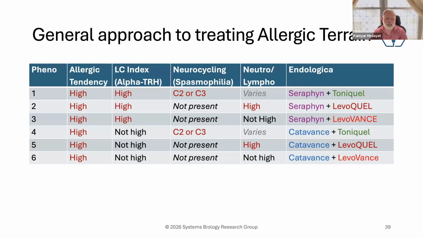And once again, just to remind you that we have these different phenotypes of allergies, and then we have the different types of endologica products, depending on the very specific terrain. I didn't put type 7, which would be those people at risk of hypersensitivity types 2, 3, or 4, or other autoimmune conditions, but they would be recommended Cataquel, which reduces adrenal activity.